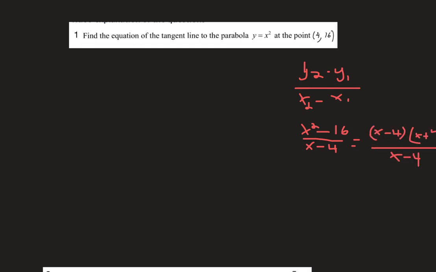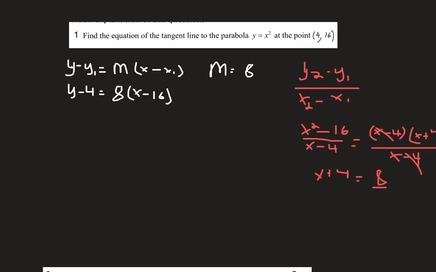So this is what you get when you factor, and then you want to cancel these out, and you're left with x plus 4. And then for x, you plug in the x value, which is this 4 up here. So then it would be 4 plus 4, which equals 8. And 8 will be our slope that we plug into this next equation.